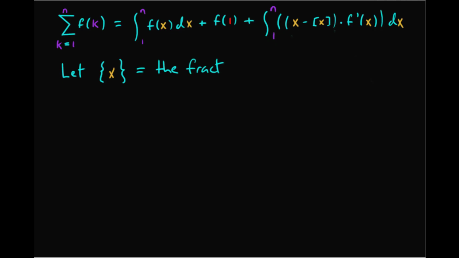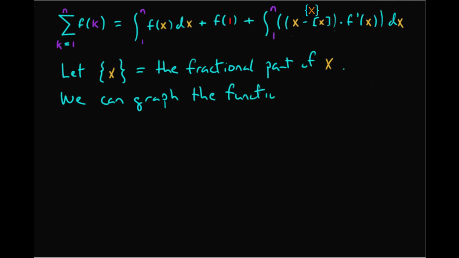So we need some new notation for this concept. We'll call x surrounded by the curly braces the fractional part of x. And so this expression, the fractional part of x, which is equal to x minus the floor of x, that's multiplying f prime of x in the integrand. And we can actually graph the function y equals the fractional part of x to get a better idea of what that function looks like.